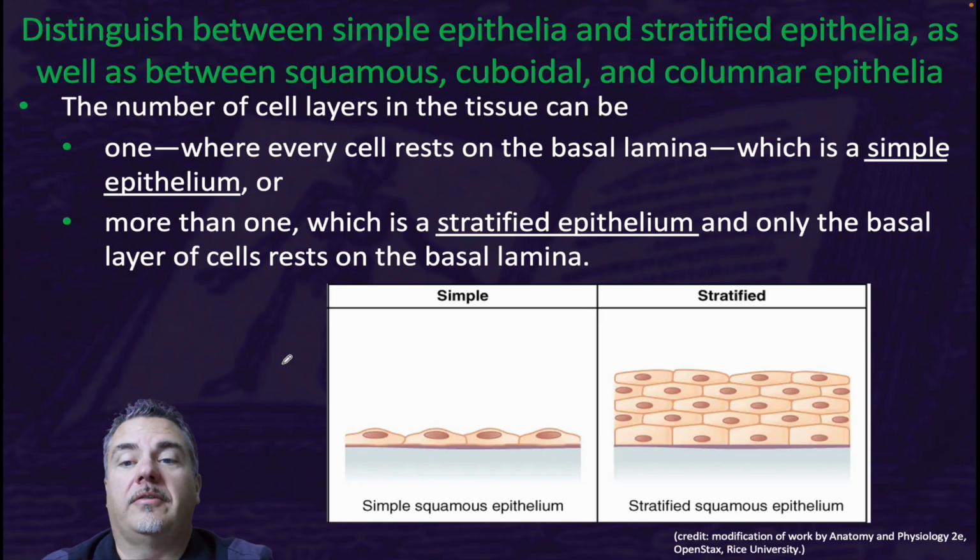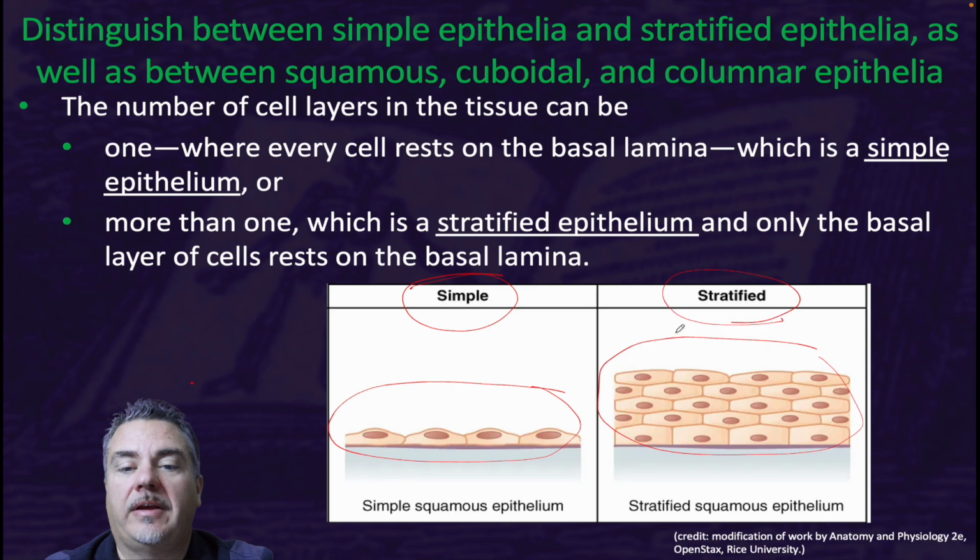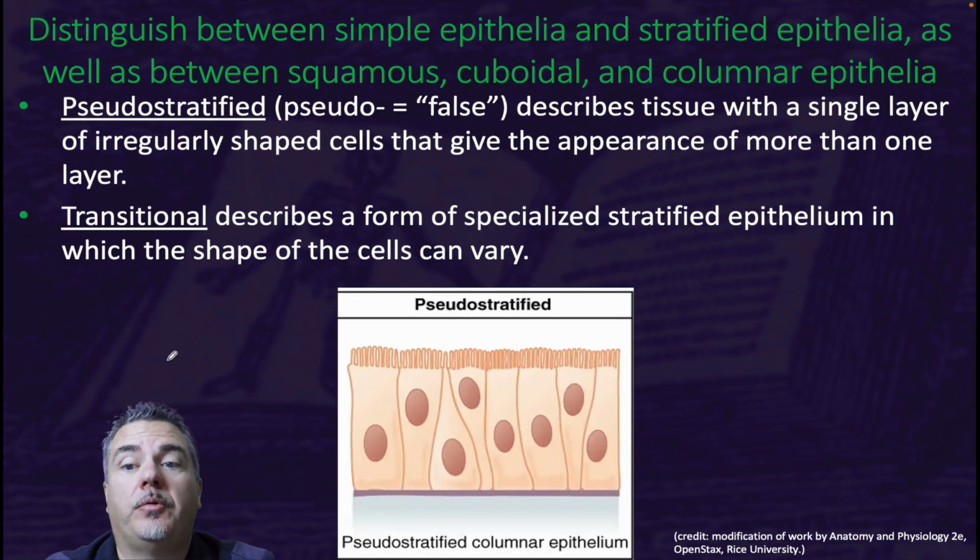The number of cell layers in the tissue can be 1, where every cell rests on the basal lamina. This is called simple epithelium, or more than 1, which is called stratified epithelium, and only the basal layers of cells rest on the basal lamina. You can have pseudostratified, which describes tissues with a single layer of irregularly shaped cells that give the appearance of more than one layer. Transitional describes this form of specialized stratified epithelium in which the shape of the cells can vary.